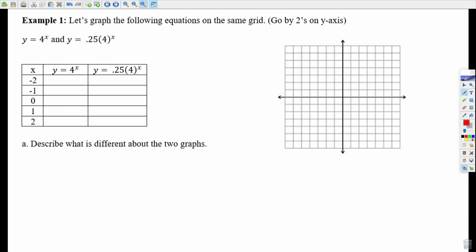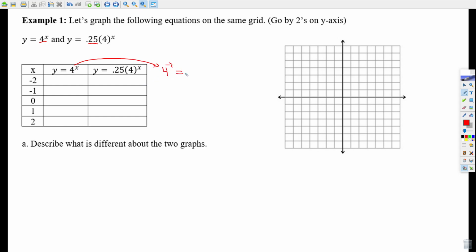So we're going to do two different graphs here. We're going to compare and contrast y equals 4 to the x, and then what happens if we have a 0.25 out in front of it, and just see how that looks. So let's go ahead and plug in these numbers. So if we have 4 to the negative 2, I'm going to probably put this work on the outside over here.